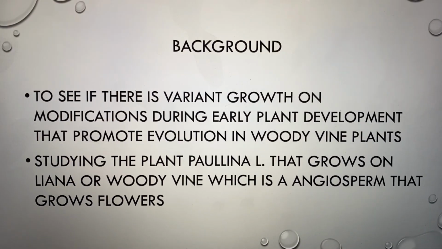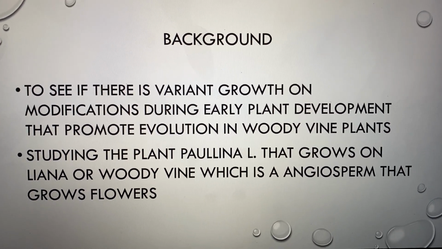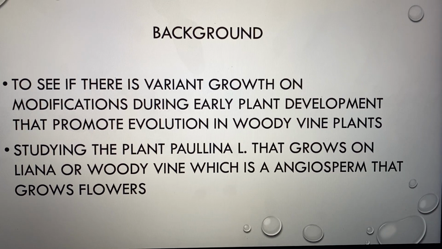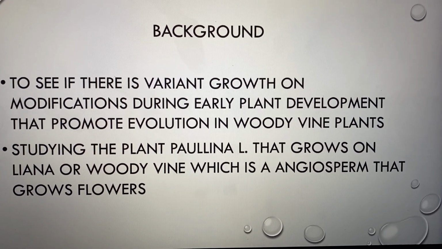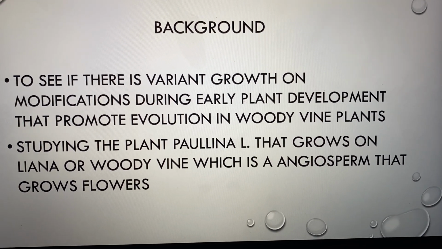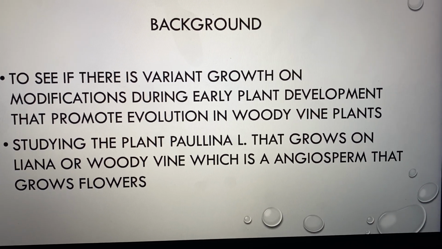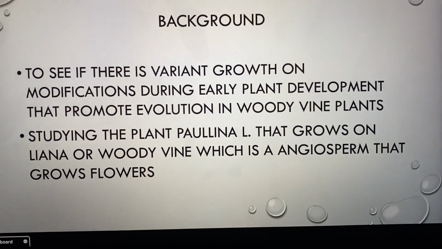Some background on the article as a whole. Their drive and purpose was to see if there is a variant growth and modification during early plant development, and it was also to promote the evolution of woody vine plants. It was to study the plant Paulownia that grows on liana, or woody vine, which is an angiosperm that grows flowers.